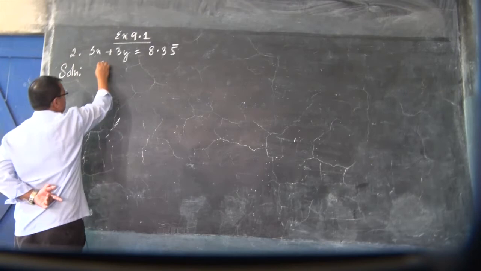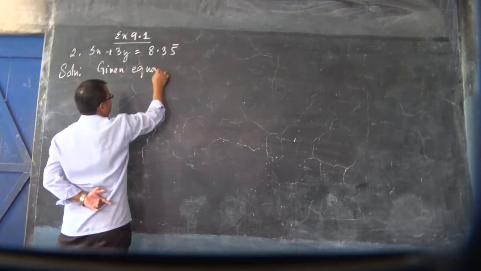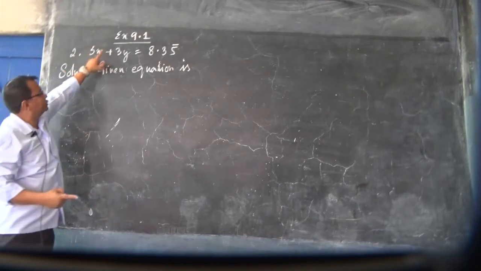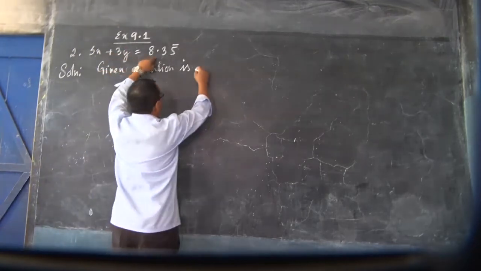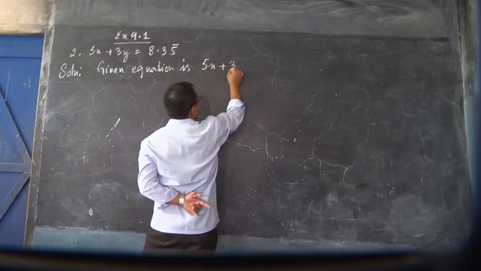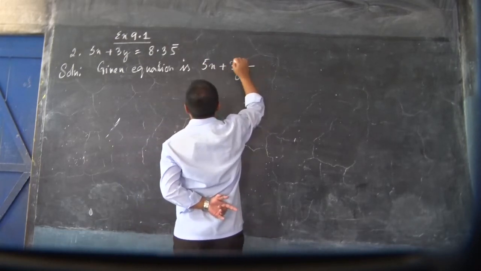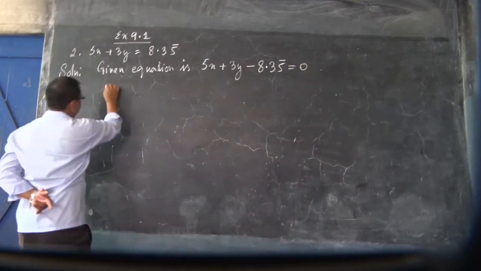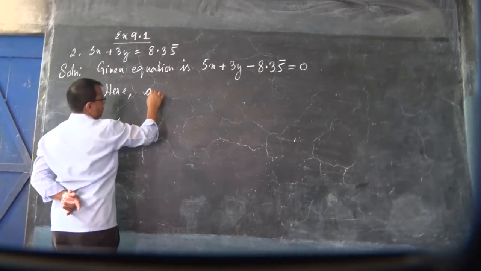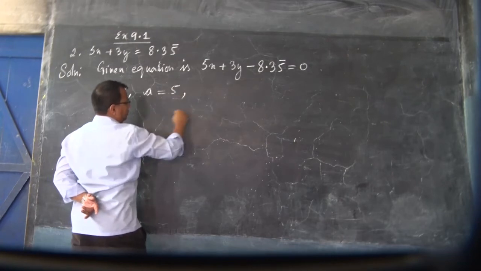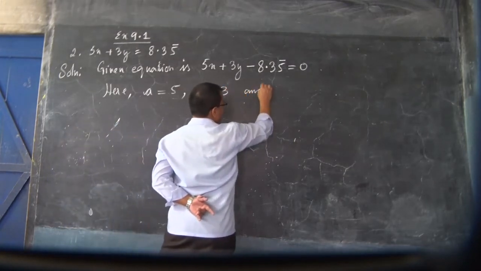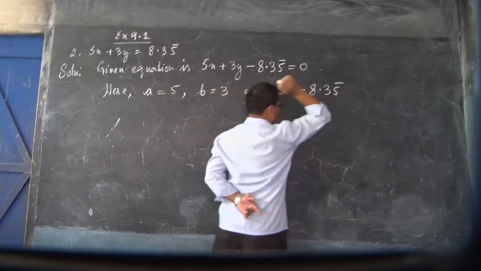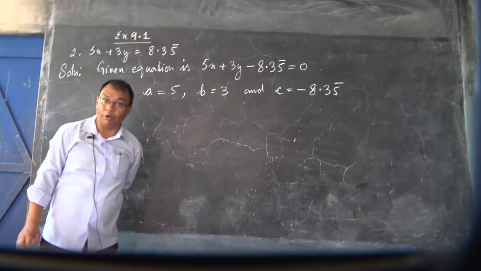Then if I start with the given equation, I can shift the value here. Coefficient of x is 5, coefficient of y is 3, and c stands for the constant. 5x plus 3y minus 8.35 recurring equals 0. Here a equals 5, b equals 3, and c is the negative value, minus 8.35 recurring. That's all for exercise 9.1.